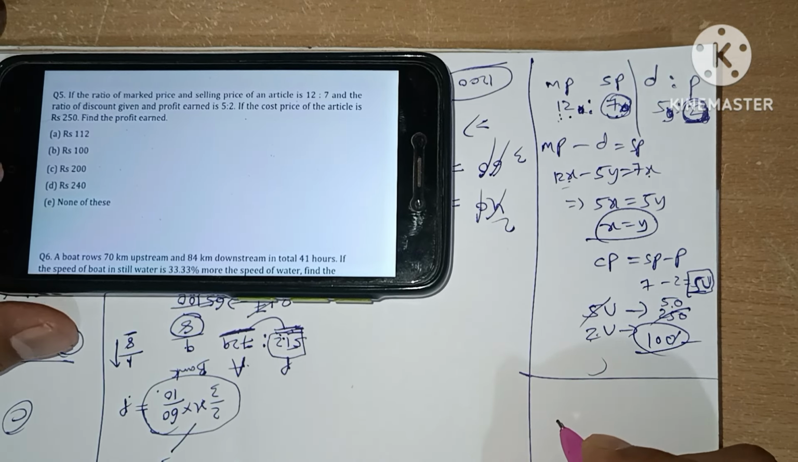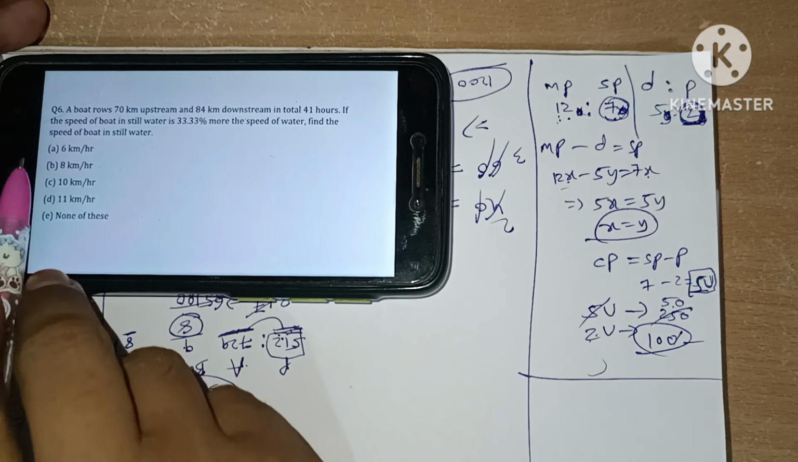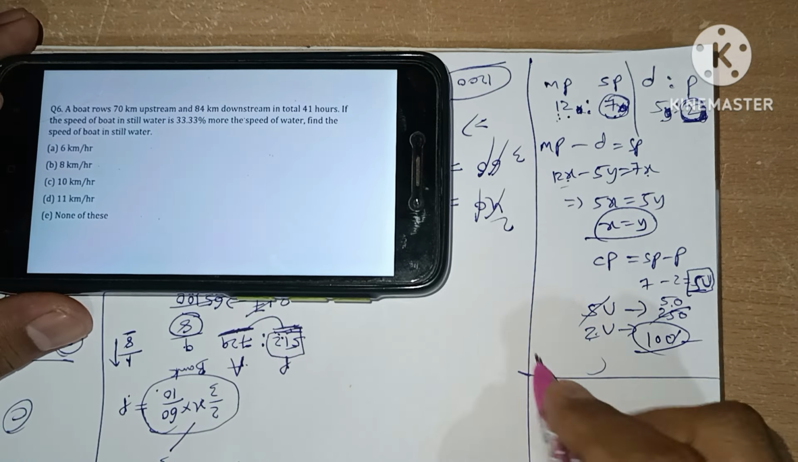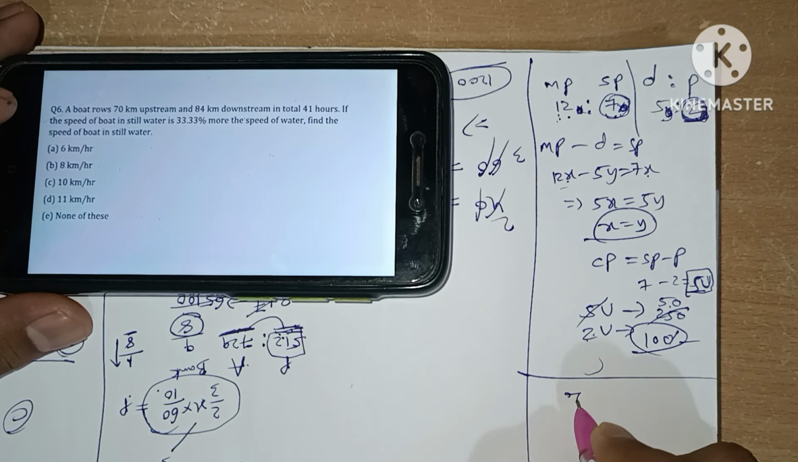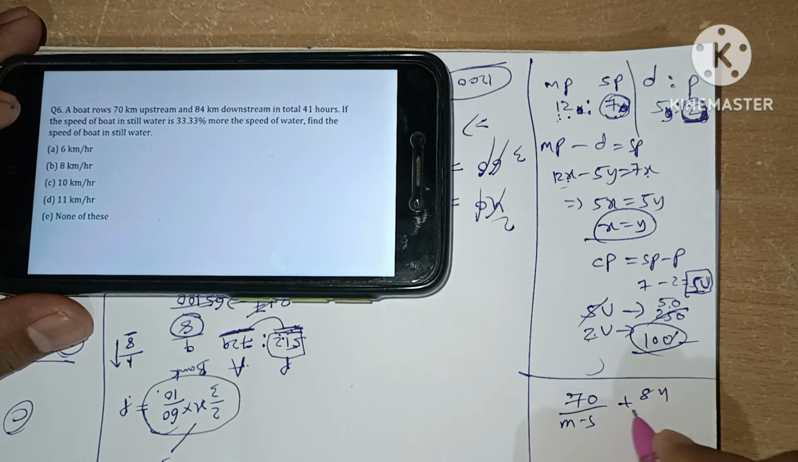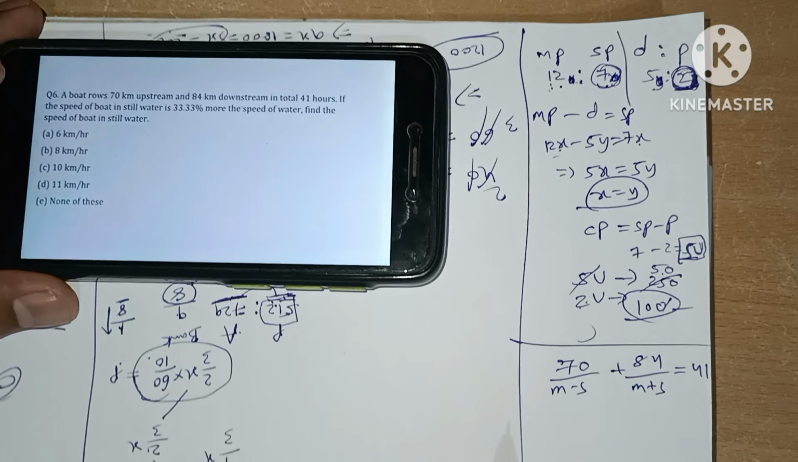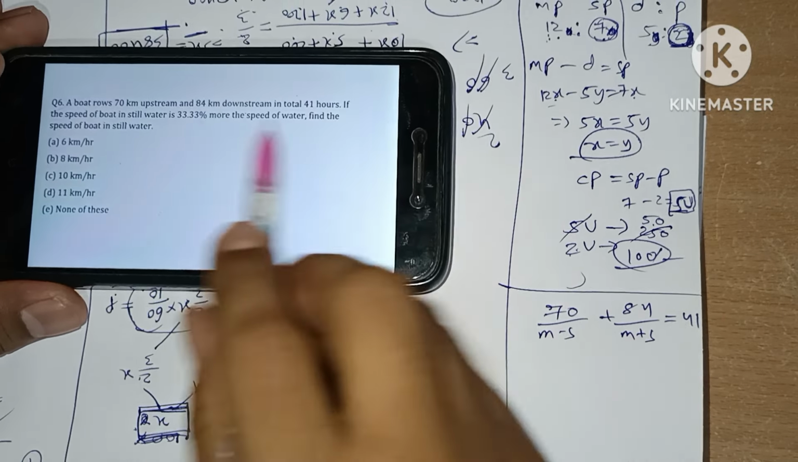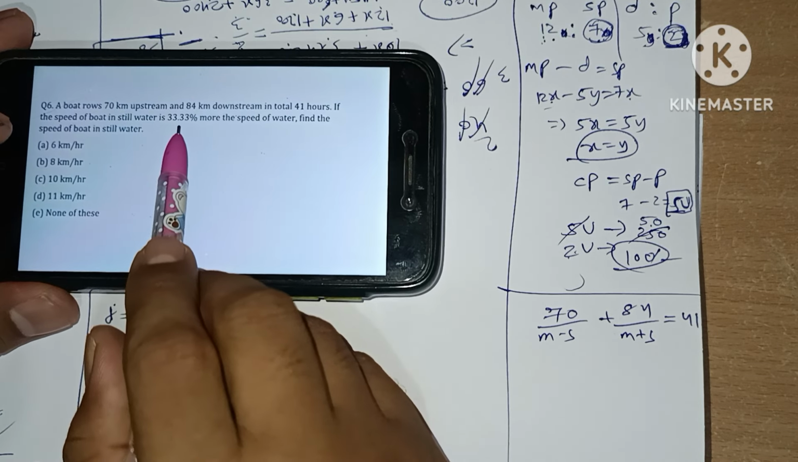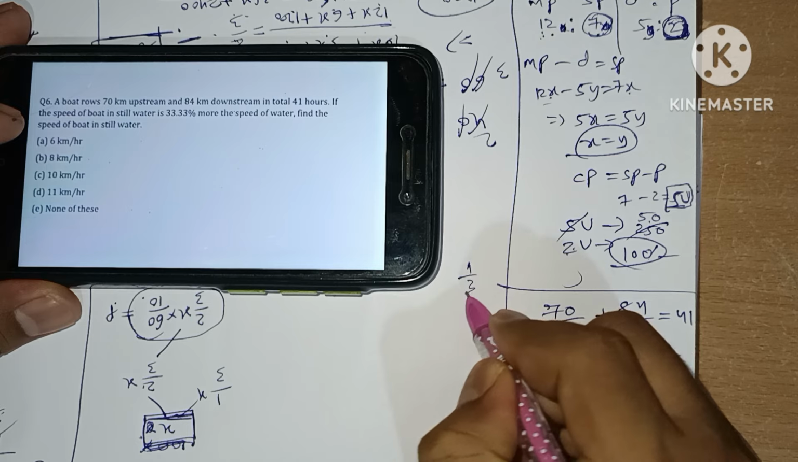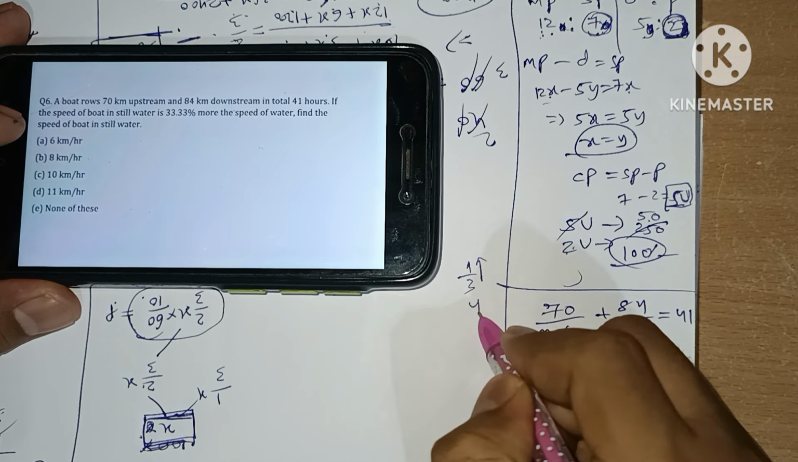Next, sixth question. A boat rose 70 kilometers upstream and 84 kilometers downstream in 41 hours. 70 kilometers divided by m minus s plus 84 divided by m plus s equals to 41 hours. If the speed of the boat in still water is 33.33% more, which means 1/3 more means 4/3.